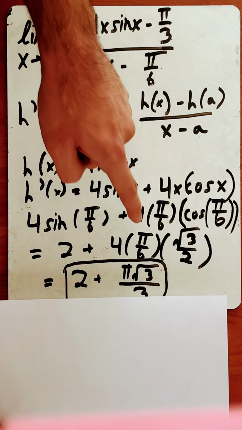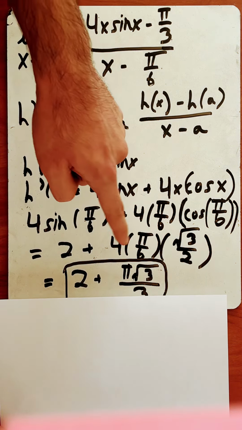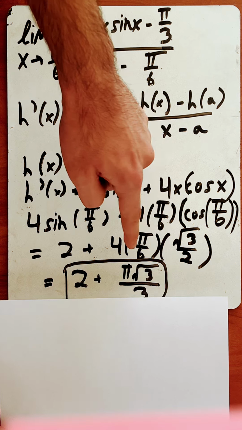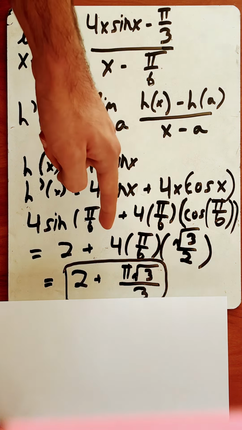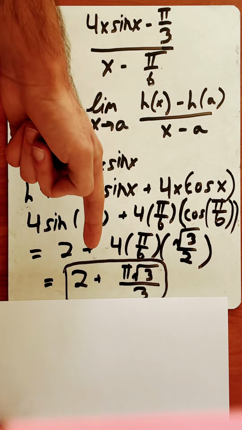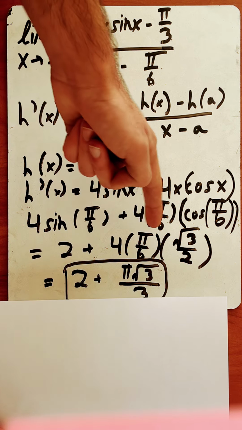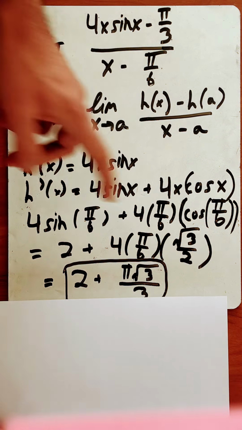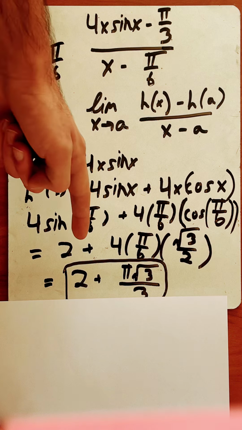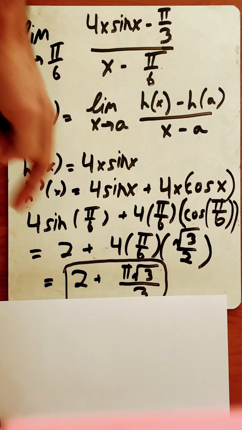And then you could reduce these numbers here because in the denominator you have 2 times 6, or 6 times 2, which will give you 12. You'd have 4 over 12, which is just 1/3, times pi times square root 3. So adding these all together, you get 2 plus (pi root 3) over 3 as your final answer.